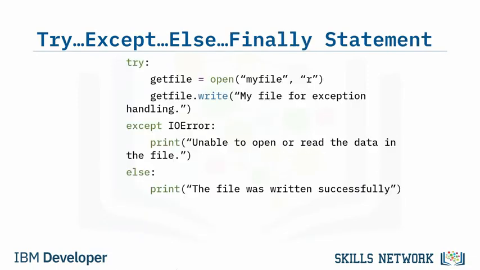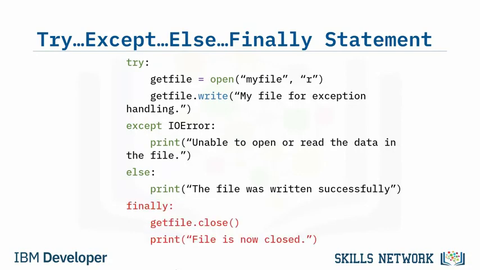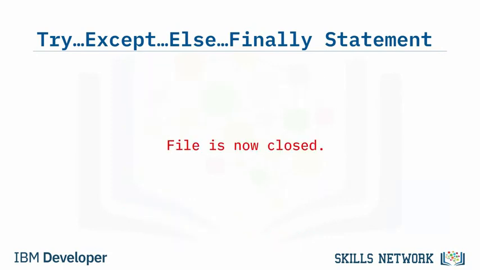Now that we have defined what will happen if our program executes properly, or if an error occurs, there is one last statement to add. For this example, since we are opening a file, the last thing we need to do is close the file. By adding a finally statement, it will tell the program to close the file no matter the end result, and print "File is now closed" to our console.